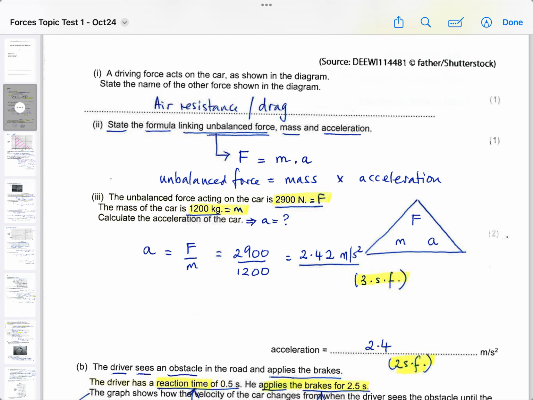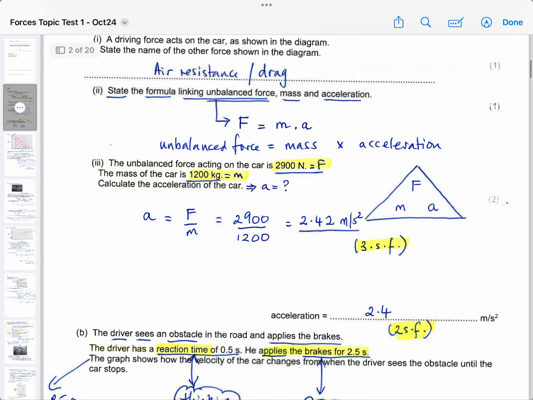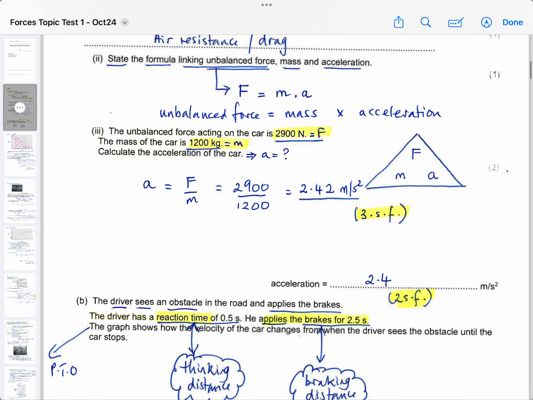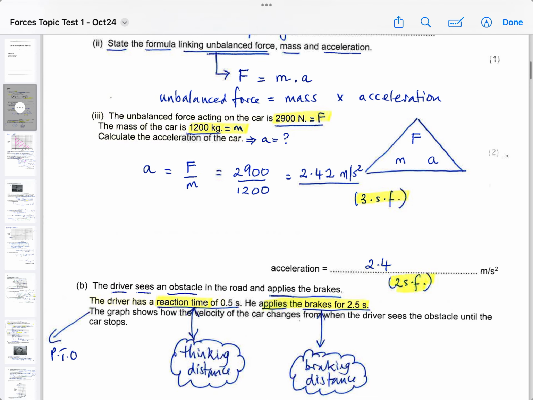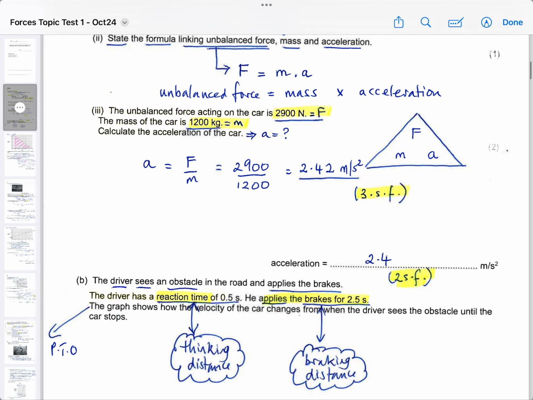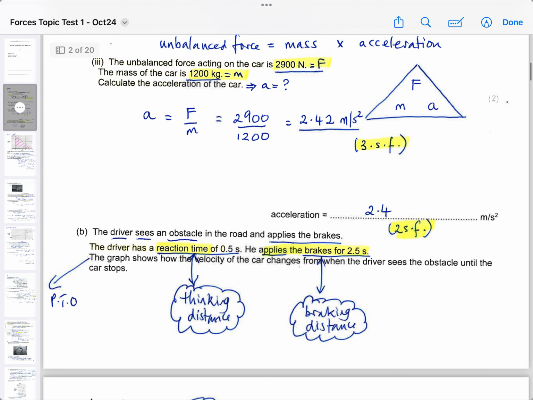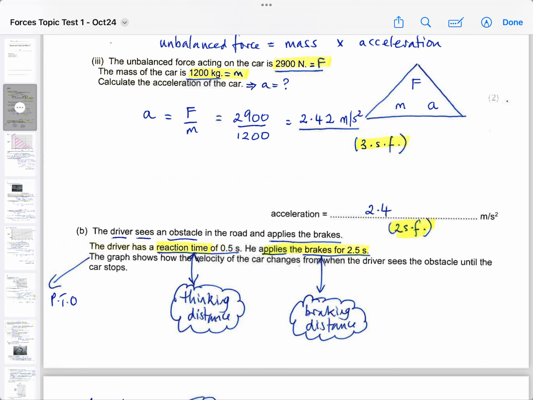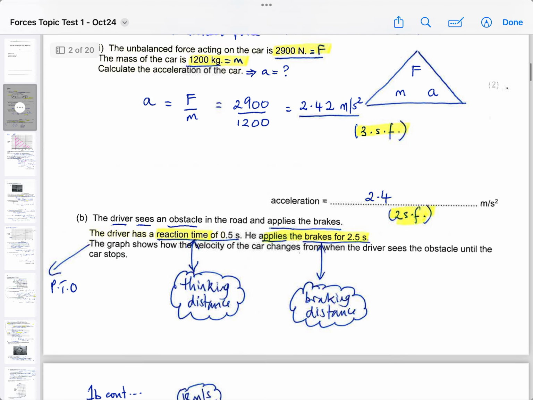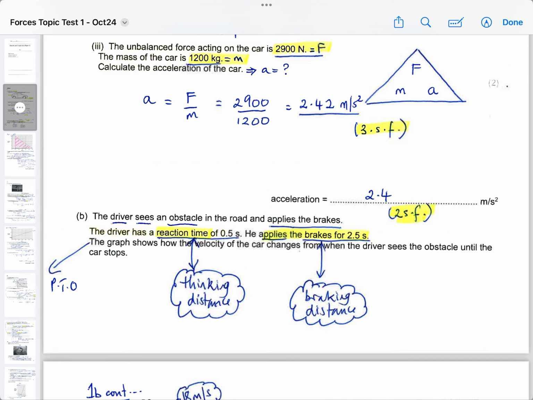But you'll notice that the data provided for the force and the mass are both only accurate to two significant figures, so you really only need to quote it to 2.4, two significant figures, and the units are meters per second squared, which they provided. So the 2 marks are substitution and correct answer. They probably won't penalize you for putting three significant figures, but that's how you decide how many significant figures to use. It then says the driver sees an obstacle in the road and applies the brakes.